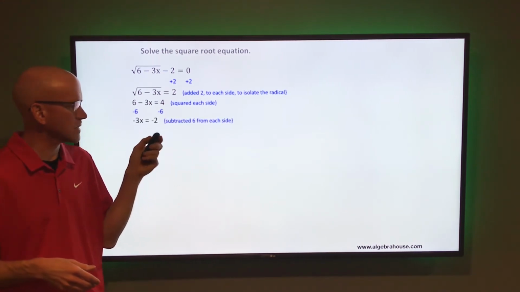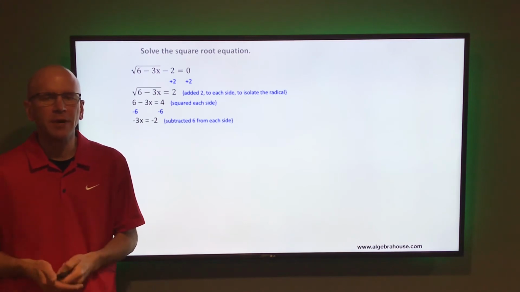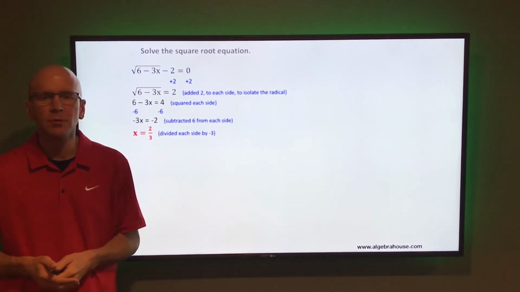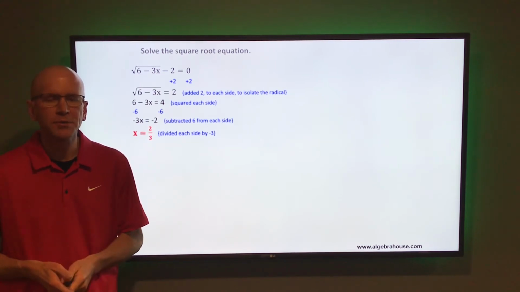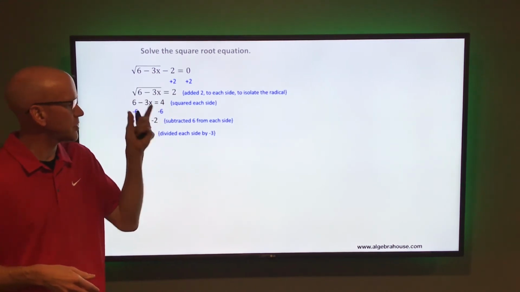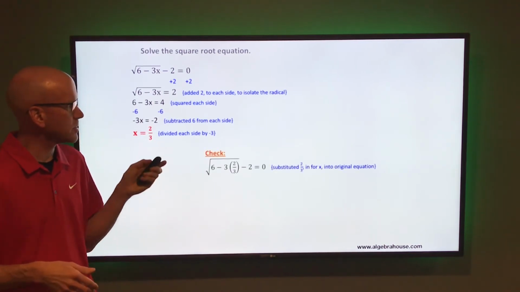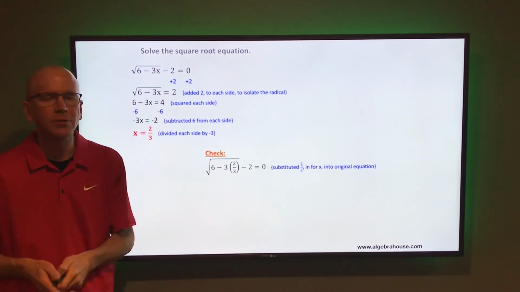Get negative 3x equals negative 2. And finally, divide each side by negative 3, x equals 2/3. So it appears 2/3 is the solution, but you did square both sides as you're working through it. So you want to check to make sure that 2/3 is not an extraneous solution. So substitute 2/3 back in for x into that original equation.